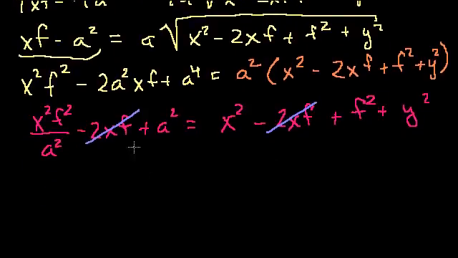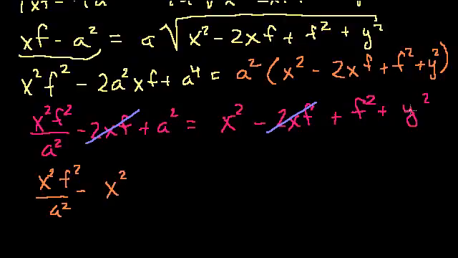And let's see. What we could do is subtract this x squared from this. So you get, let me rewrite it, x squared f squared over a squared minus x squared. And let's bring this y to this side of the equation too. So minus y squared. That's all I did. I just brought that to that side. And then I know I'm kind of skipping a couple of steps, but I don't want to take too long. Let's take this a and put it on that side of the equation.